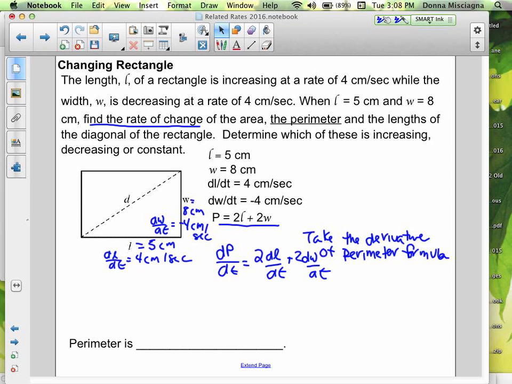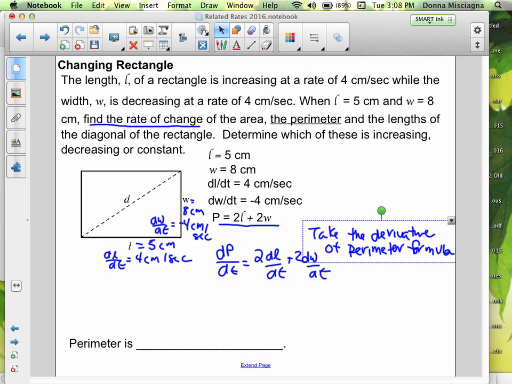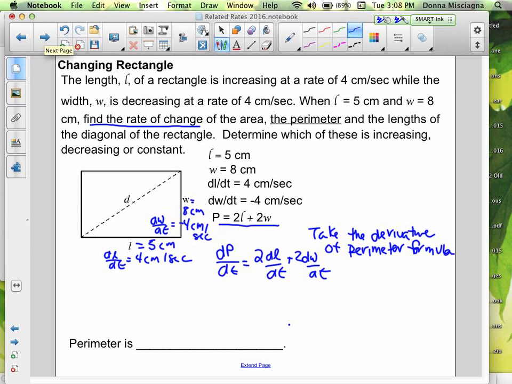Let's move this a little bit. There we go. All right, so now we've taken the derivative, we can plug in. We already have dP/dt isolated. That's what we're looking for. So we have dP/dt equals 2 times dL/dt, which is 4, plus 2 times dW/dt, which is negative 4. Well, that's going to give us dP/dt is 8 minus 8, so that's going to be 0.